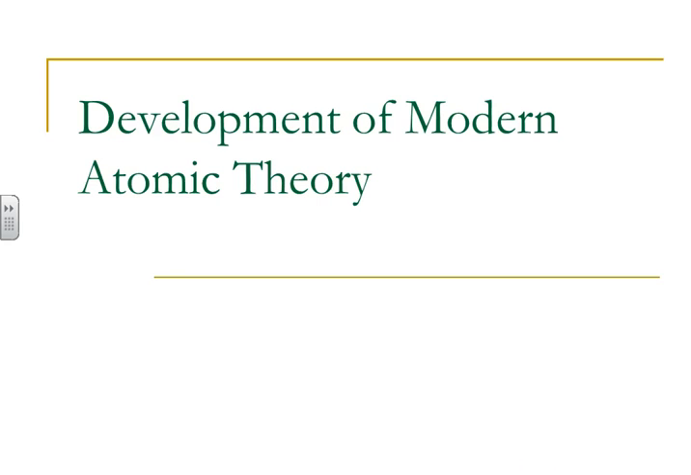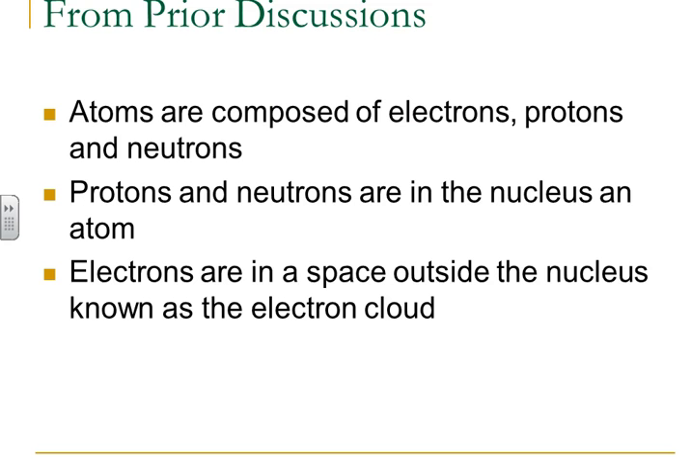Today we're going to move further with atomic structure and look at the development of modern atomic theory. From our earlier discussions, we know that atoms are composed of electrons, protons, and neutrons. The protons and neutrons are located in the nucleus of the atom, which is the central core of the atom. The electrons are in the space outside the nucleus, and we call that space the electron cloud.